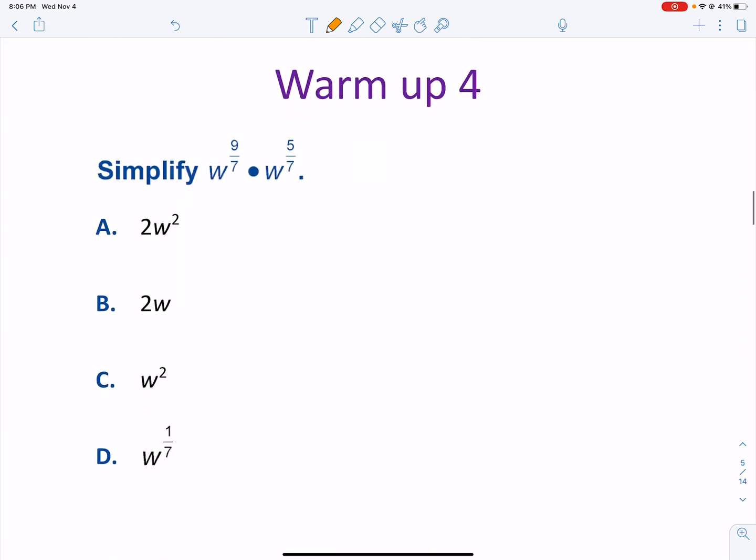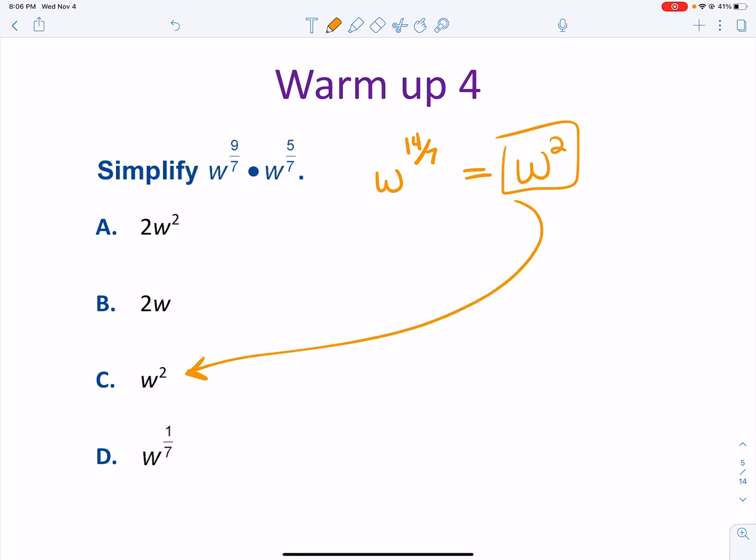On this one, pause and do the question. So this ends up being W to the 14 sevenths, because you would add exponents when you multiply. Well, 14 sevenths is 2, so this would be W squared.